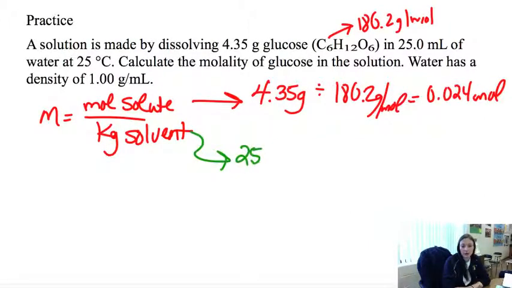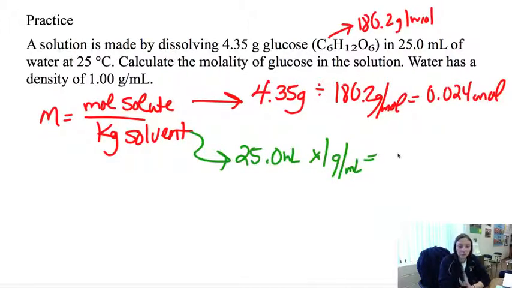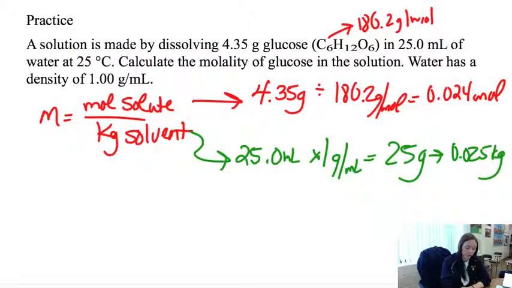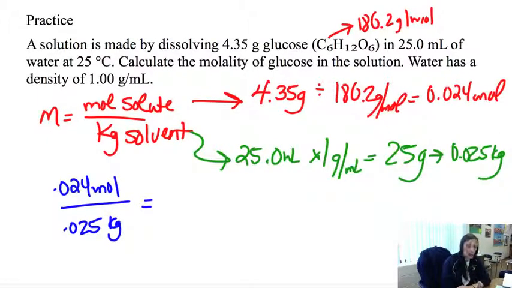Well, I have 25 milliliters. I at least need to get grams. I know it's 1 gram per milliliter, which means if I have 25 milliliters, I have 25 grams. 25 grams divided by 1,000, you've got 0.025 kilograms. All we do now is divide. 0.024 moles divided by 0.025 kilograms, and we get a molality of 0.96. I'm going to use a little lowercase m for molality.